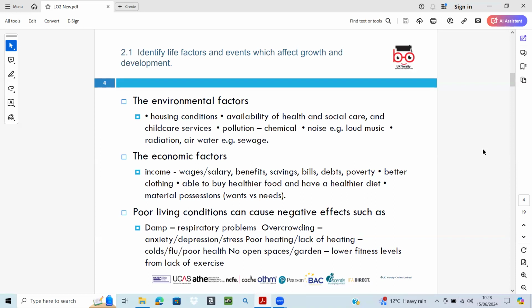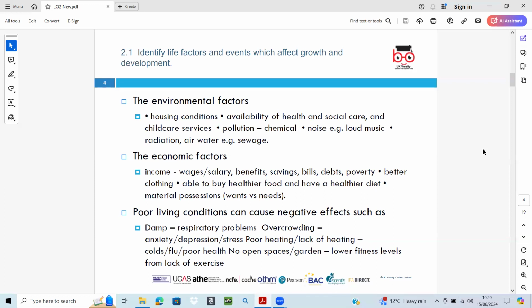Then we have the availability of health and social care and child care services. Access to quality healthcare, social care, and childcare services supports overall well-being and development. For healthcare services, regular access to healthcare ensures early diagnosis and treatment of illness, and it promotes better health outcomes. For children's services, we can say reliable childcare services allow parents to work or study, ensuring children receive proper care and early education.